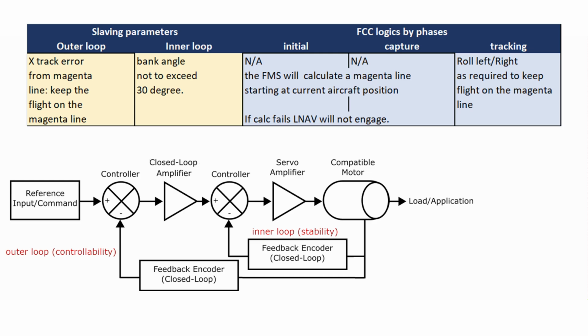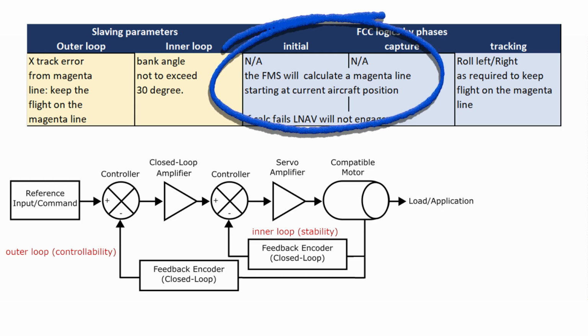So you see that the outer loop is tracking the magenta line. The only tracked number is the distance from the magenta line. The goal is keeping this distance at 0, keeping the aircraft on the magenta line. The inner loop, the stability loop, will make sure that the aircraft does not exceed the bank angle of 30 degrees. And for the initial and capture phase, well, here it says not applicable. This is not totally correct.